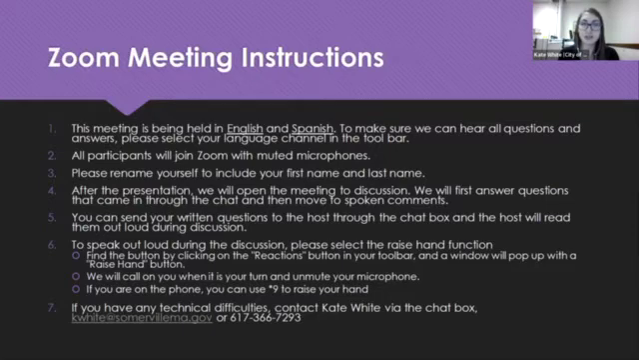During the spoken comment, to speak out loud during the discussion, please select the raise hand function. You can find this by clicking on the reactions button in your toolbar, and a window will pop up with a raise hand button. We will call on you when it is your turn and unmute your microphone. If you're joining by phone today, you can press *9 to raise your hand. We're also going to be making sure to help queue people who are in line so that you know if you're up next.